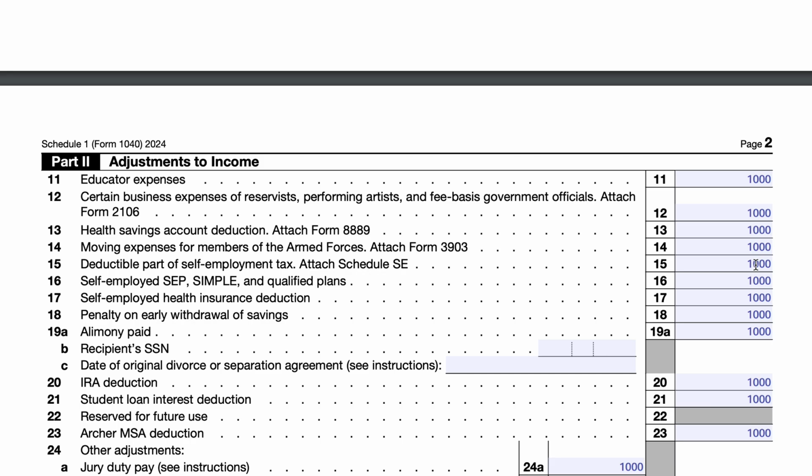Self-employed retirement plans, so qualified solo 401k, a SEP IRA, or a simple IRA. Any of those contributions would go right here. Your self-employed health insurance deduction would go on line 17.